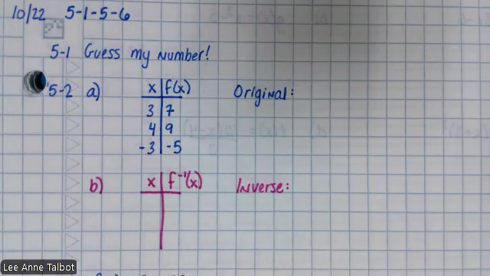And I'm going to use 2 colors throughout my notes. So if you're the type of person that likes to use colors in your notes, I'm going to use blue and pink. Blue is going to represent the original, and pink will represent the inverse.